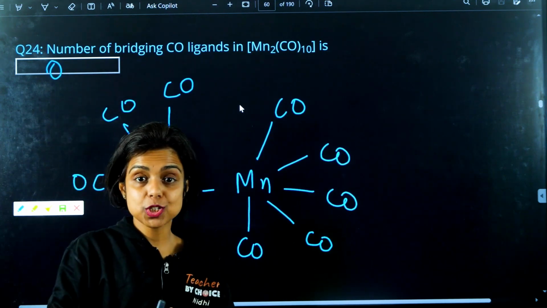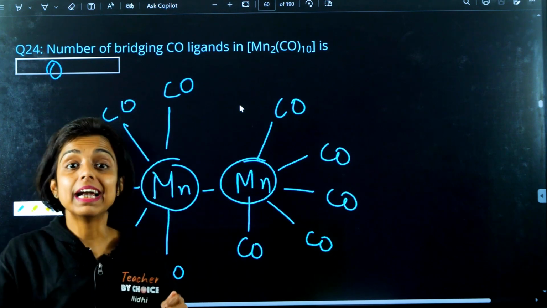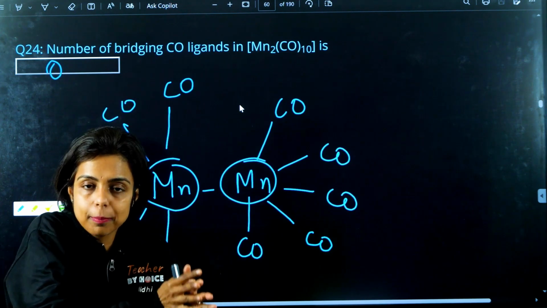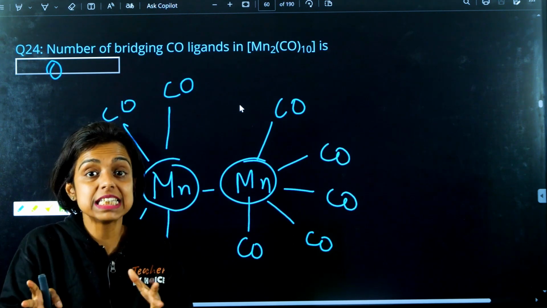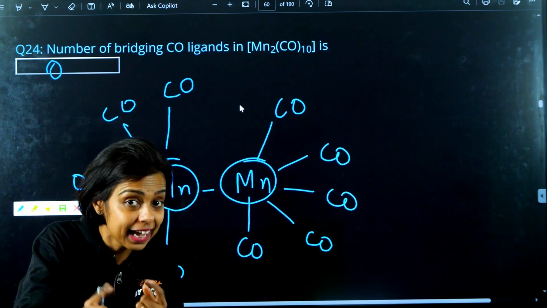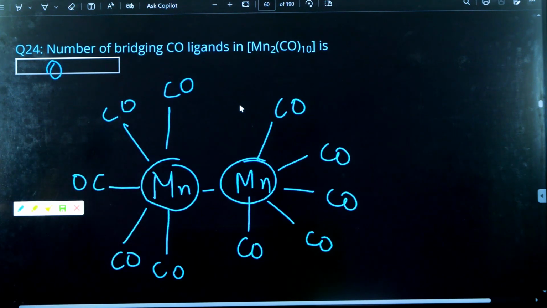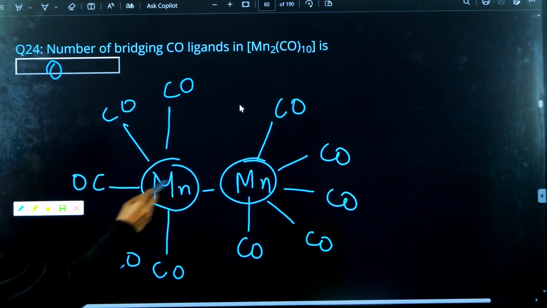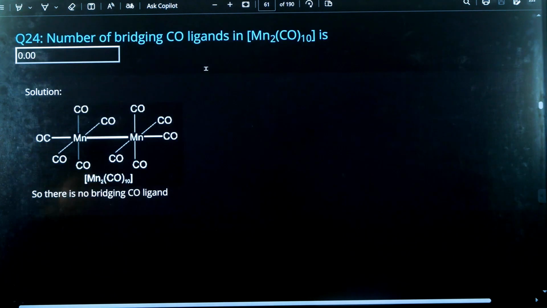And one thing special about this that you should also keep in mind is that the Mn and Mn are forming delta bonds, right? The 4 lobes of the d orbital of one Mn overlap with the 4 lobes of the d orbital of another Mn. There's a delta bond. So while calculating EAN, you should keep that in mind. The 2 electrons from the delta bond have to be added. So special case, so no bridging CO. The answer indeed is 0. Those who know the structure can quickly mark it. The structure of metal carbonyls you should definitely know.